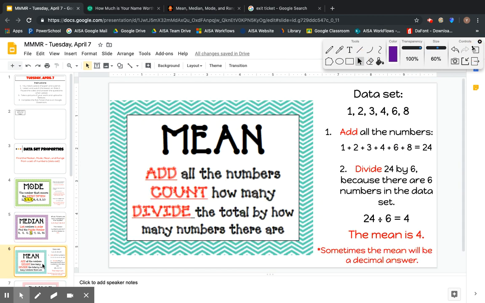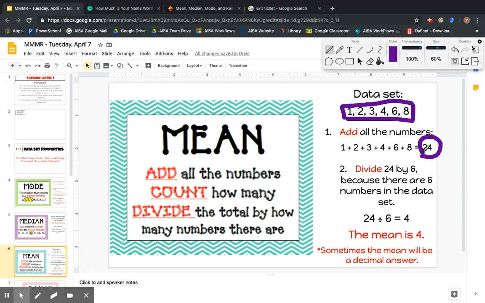Now let's review mean. When you think of mean, you can think of, mean makes me do a lot of work, so it's very mean. I don't know, kind of silly. So on mean, you have 2 different steps that are very, very important. The very first thing you have to do, when you look at your data set, is add them all together. So in this scenario, I would add 1 plus 2 plus 3 plus 4 plus 6 plus 8. All together, I get 24.